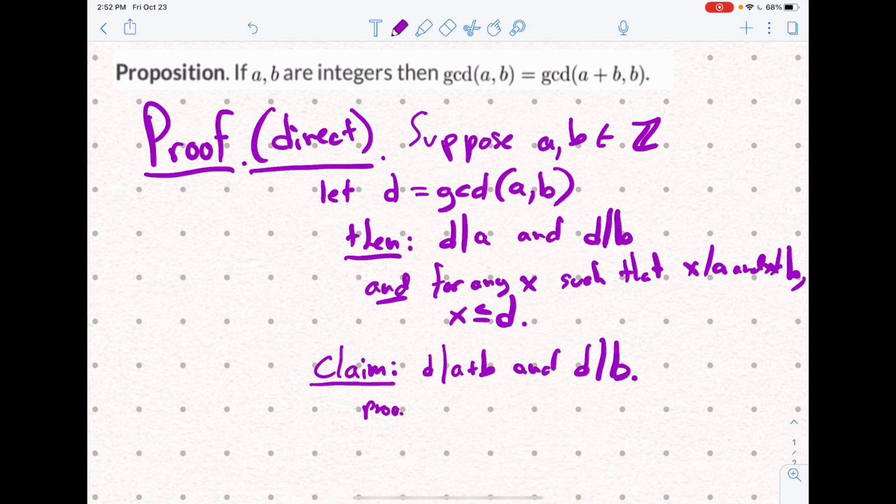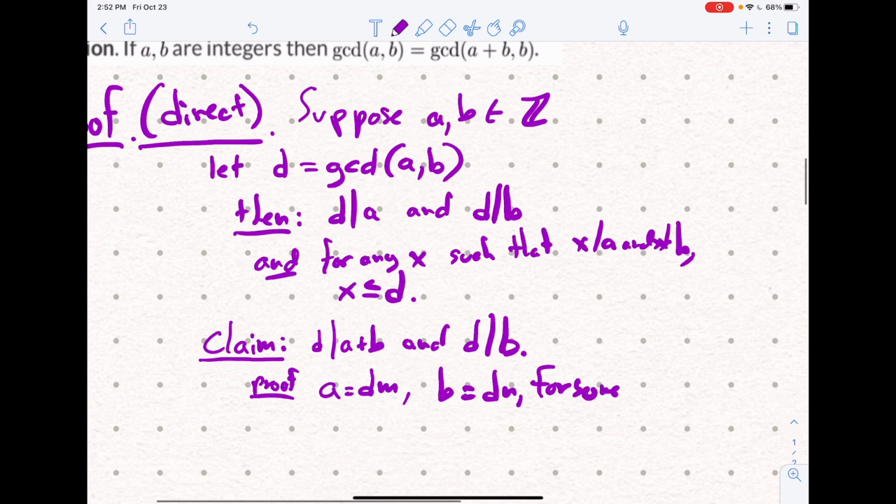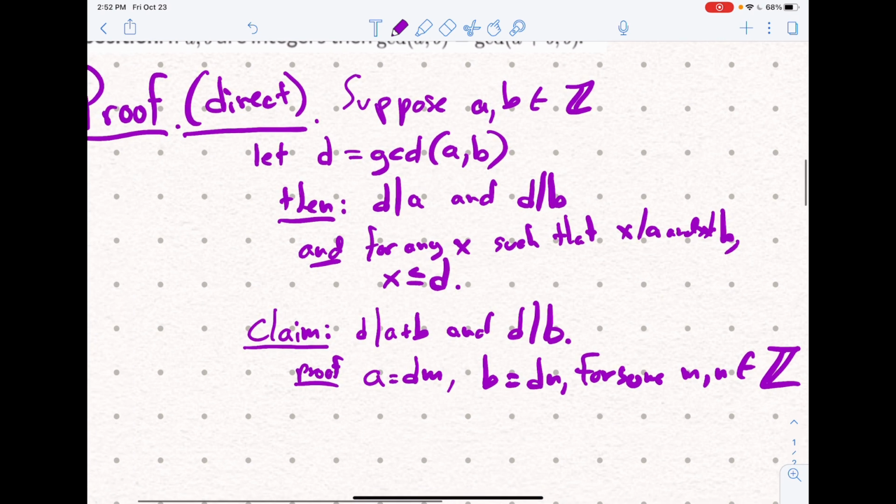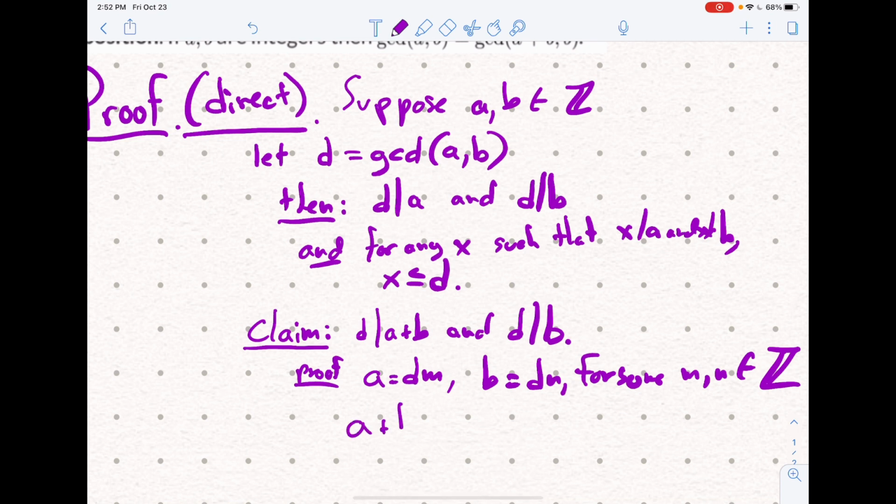Proof. This is like a little mini proof. Well, how do I know D divides A plus B? Well, I know D divides A and D divides B. Since D divides A, we have that A is equal to dm, and since D divides B, I have that B is equal to dn for some m and n in the integers. Then, to establish that D divides A plus B, let's just look at A plus B. A plus B is equal to dm plus dn by substitution. And factoring out a D, we get D times (m plus n). That's what A plus B is equal to.